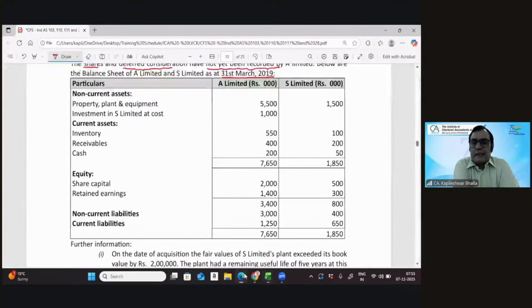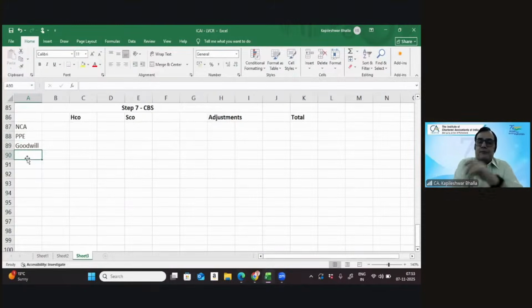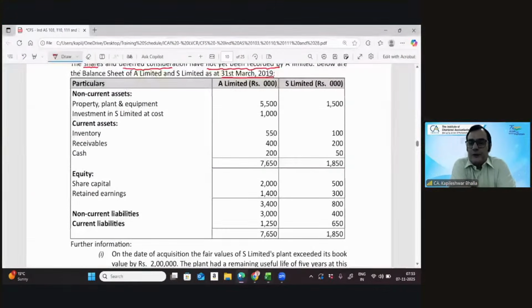The investments in any case will not appear in the consol. Then there is current assets, inventory. So we've got the current assets, inventory. Then there is trade receivables. Then there is cash. So I'm just copying the information from the extract balance sheet.